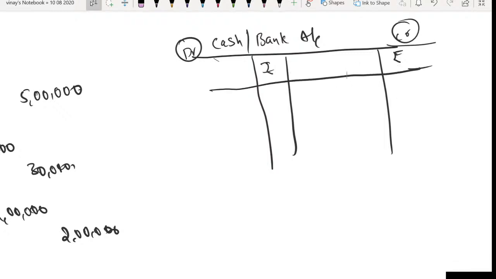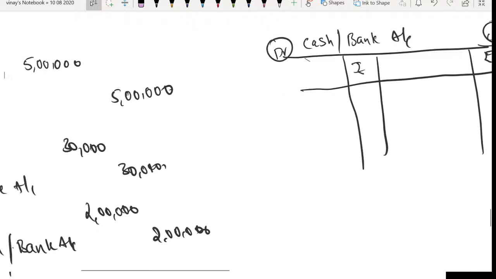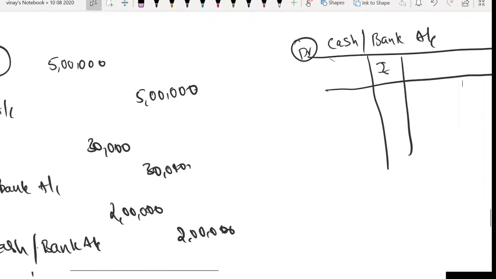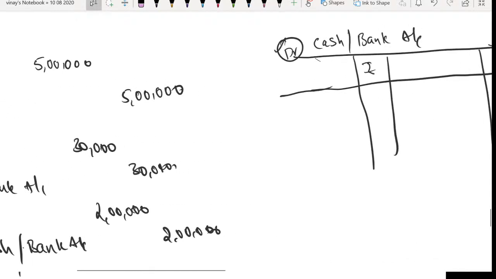Okay, now let's see, cash in bank was there on this side, so the debit side it is there. So I will go to my cash in bank account. I will write on the debit side of cash account, to capital account 5 lakhs.